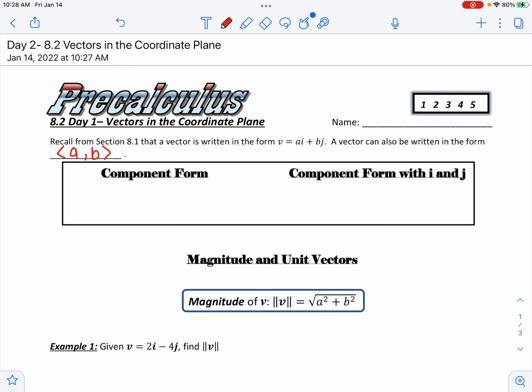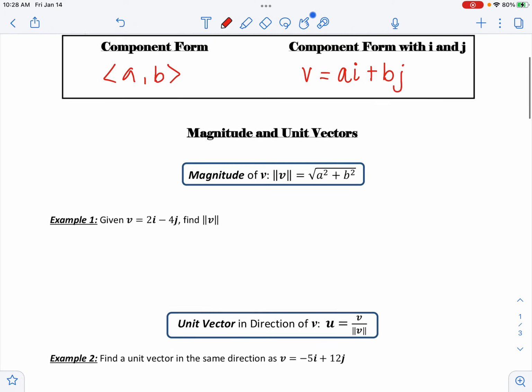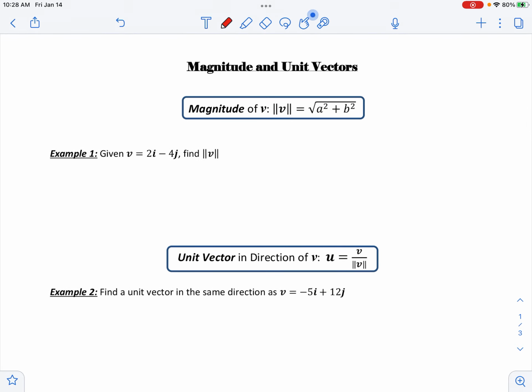Okay, so when you can write it like this, you can write it in component form, or you can do component form with i and j, which is what we have been doing. So component form would be ⟨a, b⟩, and then component form with i and j is v equals a times i plus b times j.